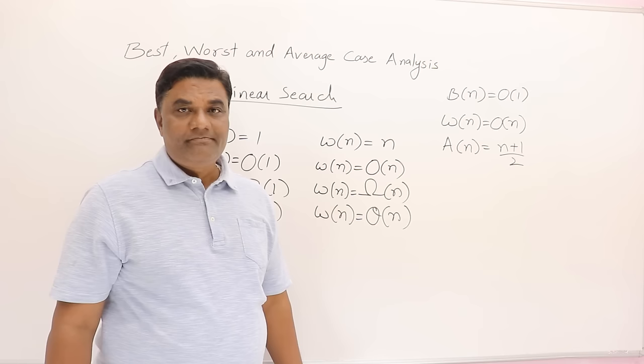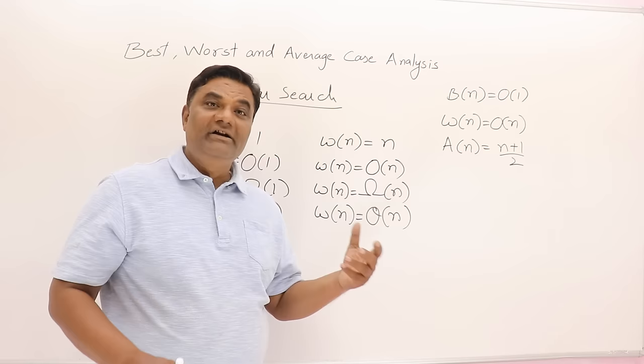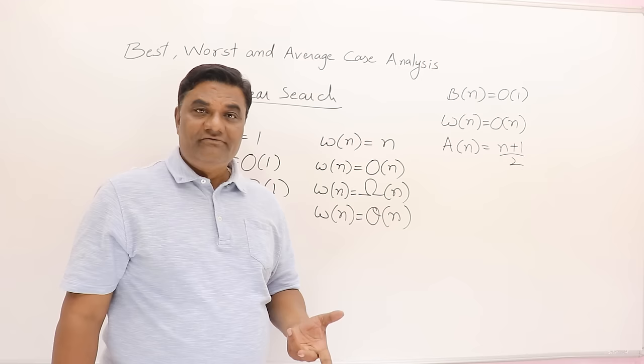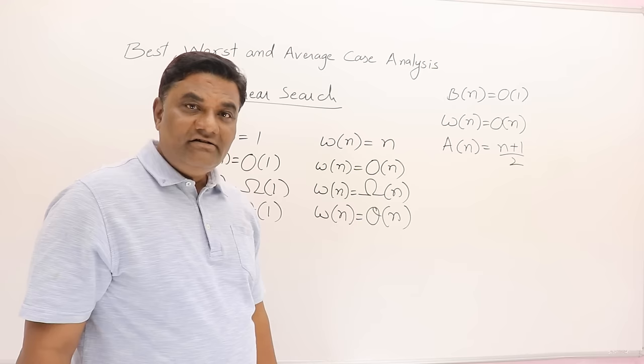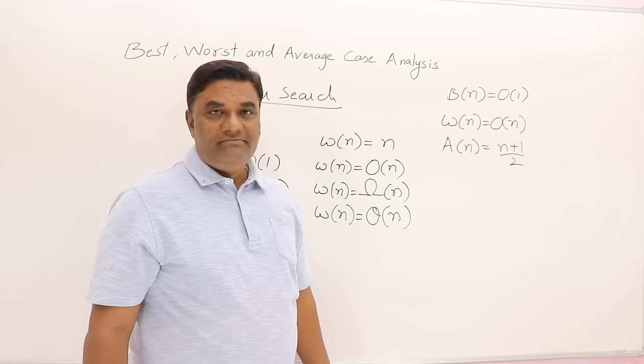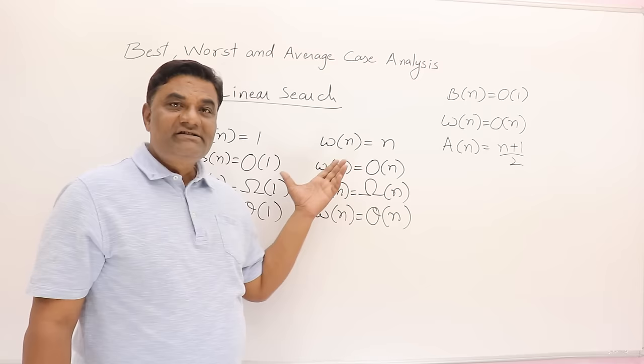Right? Don't take it wrong. Big O is for worst case or omega is for best case. No, it's wrong. You can use theta also for best case or worst case. You can use big O for any cases. And even for average case, I have a function n plus 1 by 2. This belongs to which class? It belongs to linear class, n. So even that I can write as big O, omega or theta. So don't mix up with the cases.